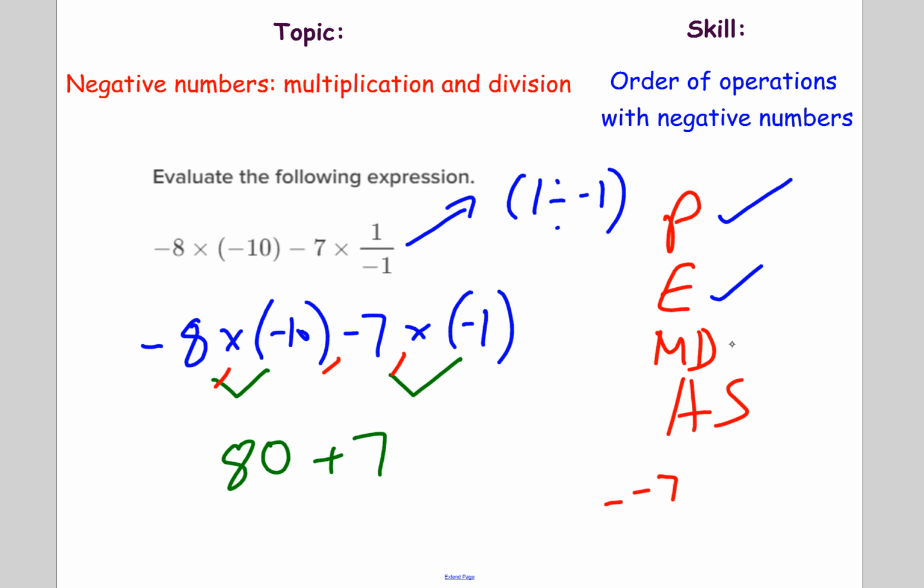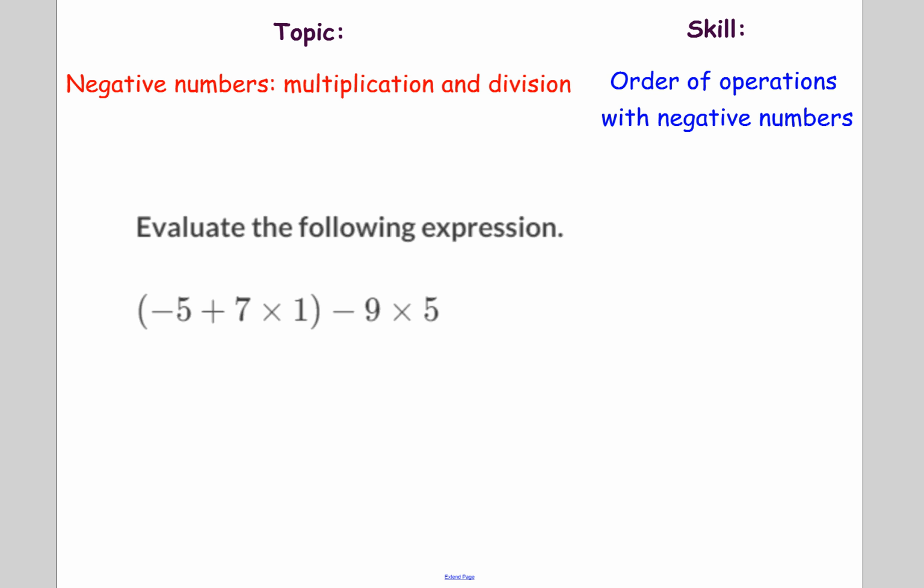So now I'm done with multiplication and division. I'm left with addition and subtraction. All that's left is 80 plus 7, 87. There's our answer. And finally, this one right here. Negative 5 plus 7 times 1 in parentheses, minus 9 times 5.